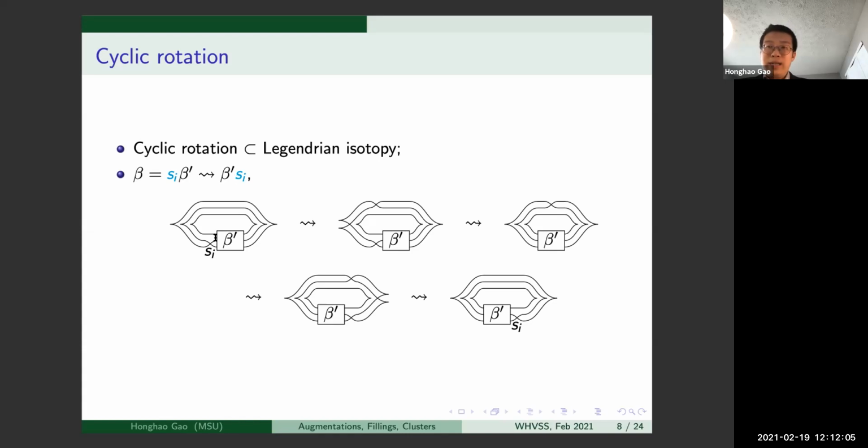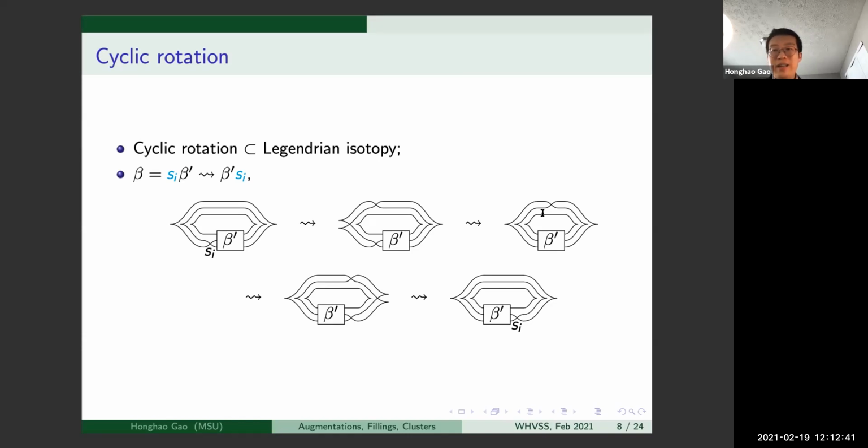And why is that a Lagrangian isotopy? If this is my braid, you can perform a Reidemeister 2 move by pulling the second left cusp upward. So you get to here, creating this pair of crossings here and here. And then you can perform another Reidemeister 2 move for this crossing and this crossing by pulling this lower cusp inside, and then you get to here.